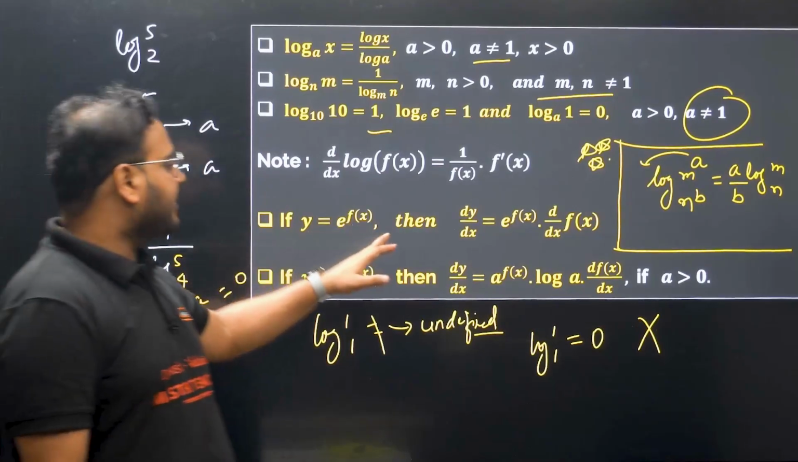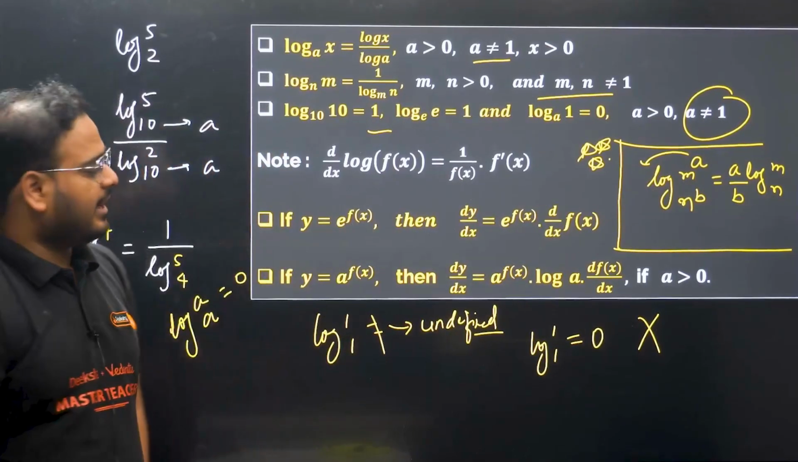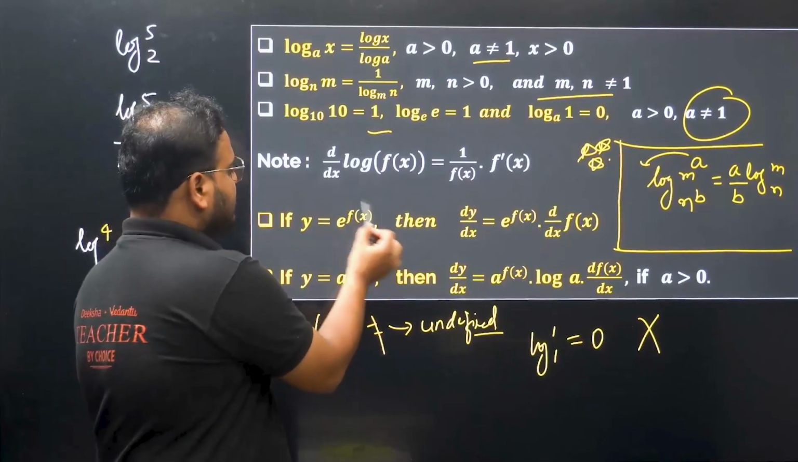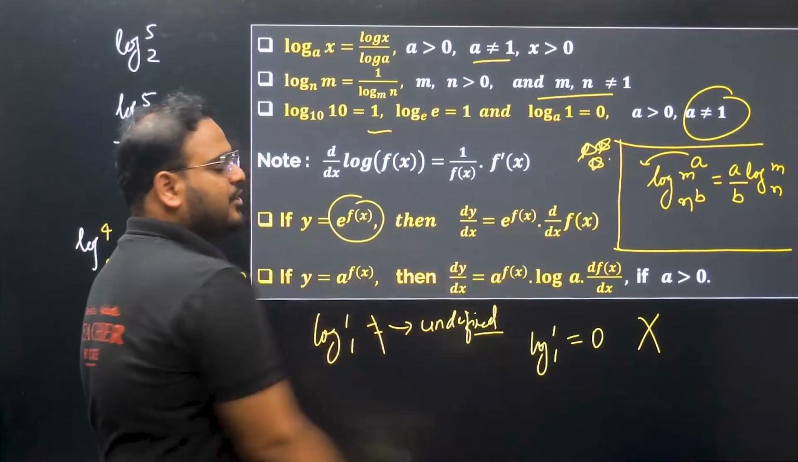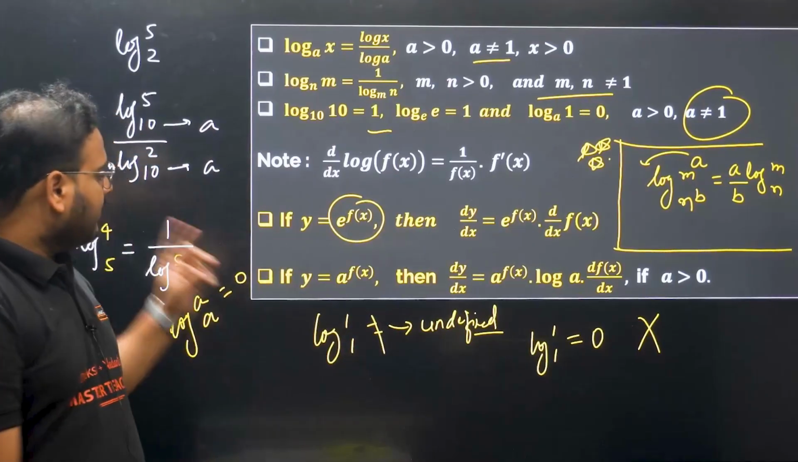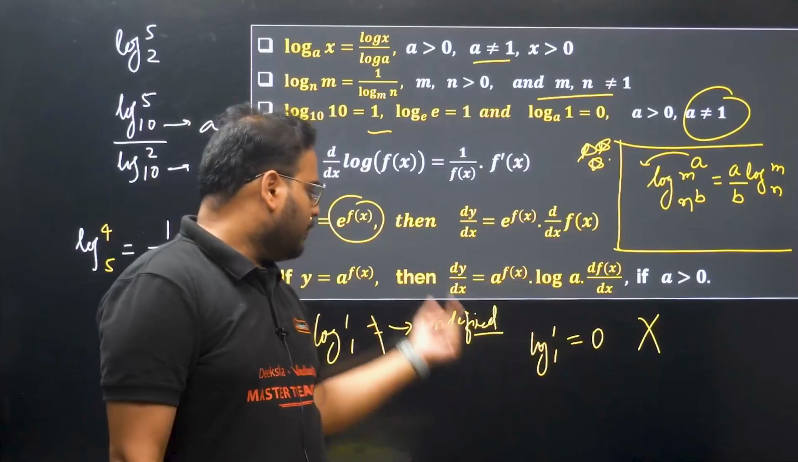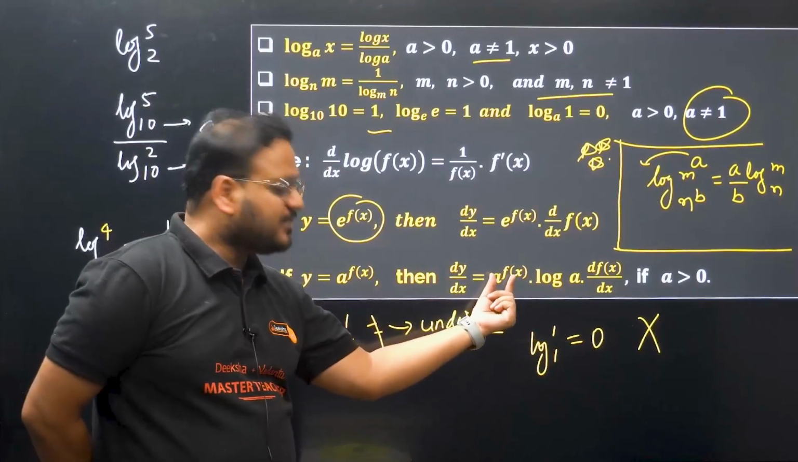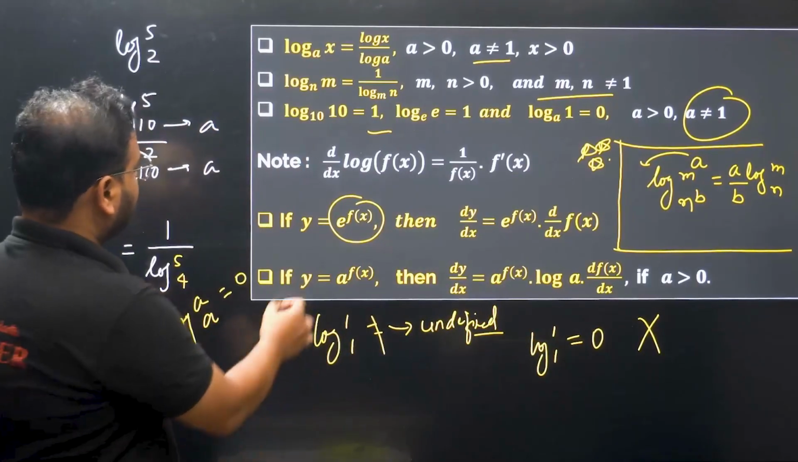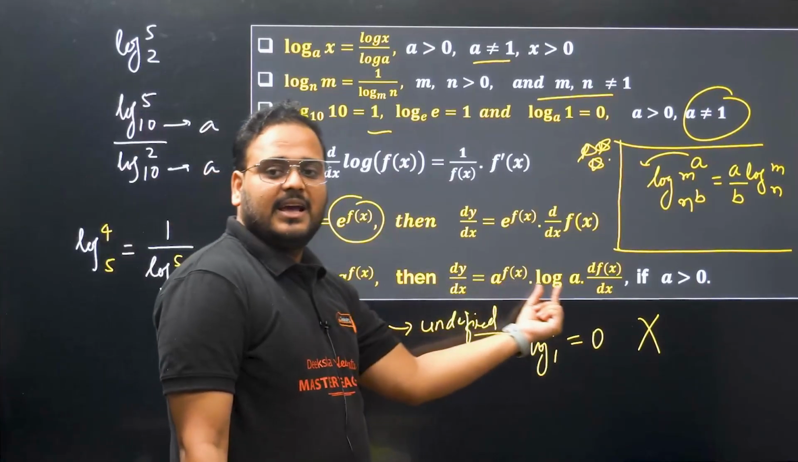If y equals e power f(x), then dy by dx is what? e power f(x) times the derivative of f(x). Basically, you differentiate this first, which will remain as it is, then differentiate the function in the index of e. Then we have y equals a power f(x), then dy by dx equals a power f(x) times log of what? There's a formula for this, right? I'm going to tell you that later, don't worry. This will come as it is, then ln of a will come.